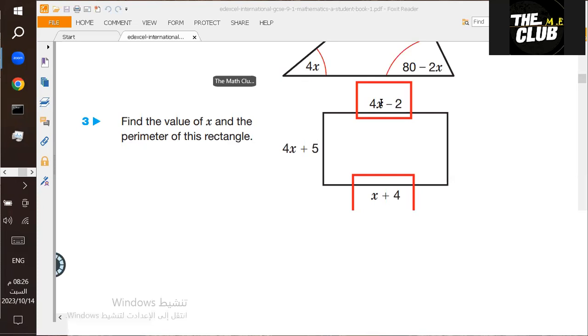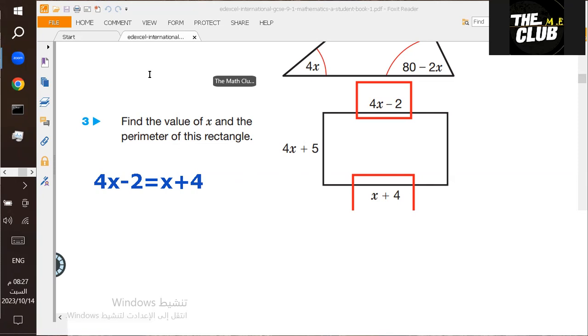We say 4x minus 2 equals this side, which is x plus 4. Like this. I can use this equation, solve it, and find the value of x. Okay? Of course, this one is 4x plus 5. This one I'm not going to use now. I'm going to use it when I find the perimeter only. So 4x minus 2 equals x plus 4.